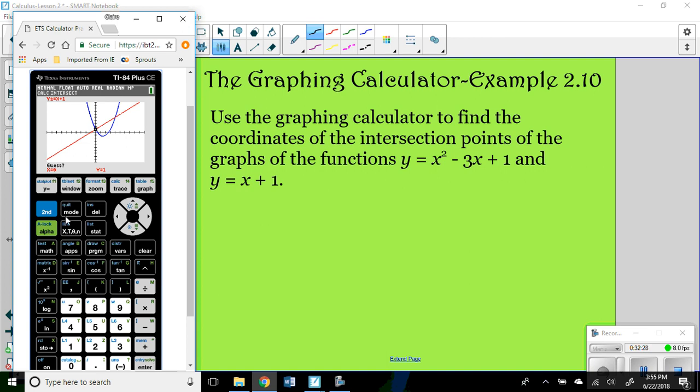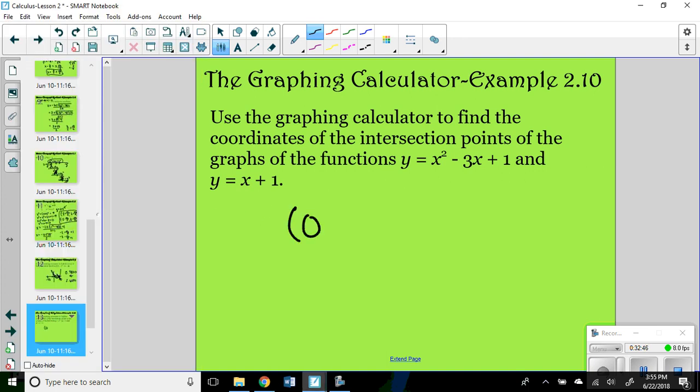And then it says guess. Now on this one, you do need to get it close to an intersection point because there are multiple ones. And my cursor happens to already be near what looks to be an intersection point. So I'm going to hit enter. And it says, oh, that was exactly what it was. 0, 1. So one intersection point is 0, 1.